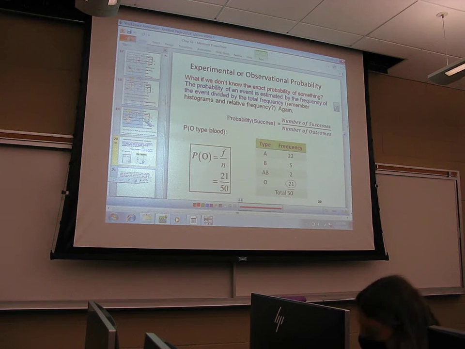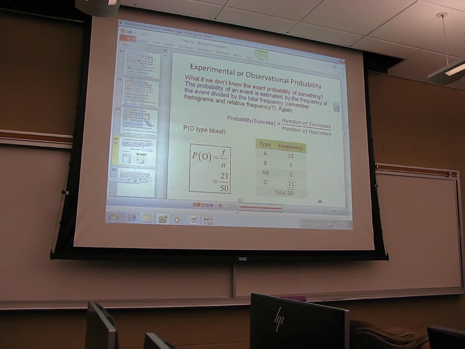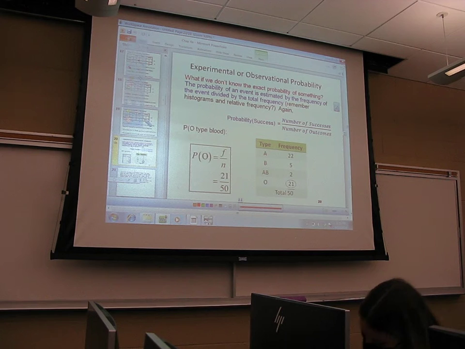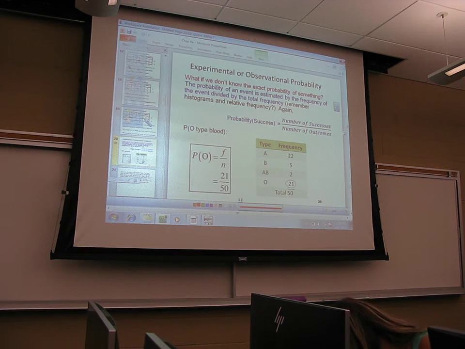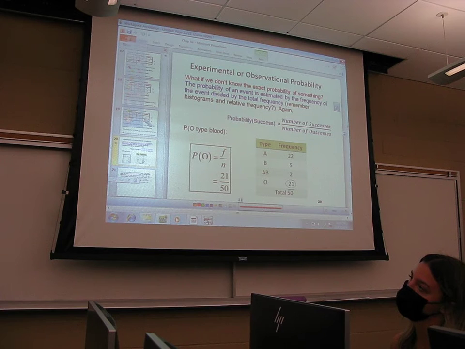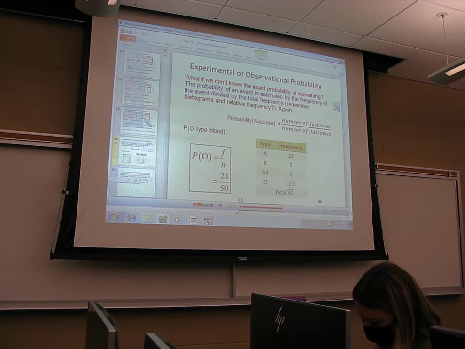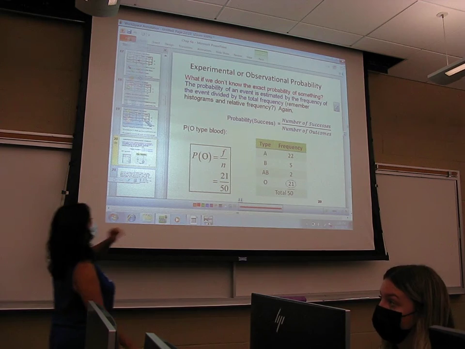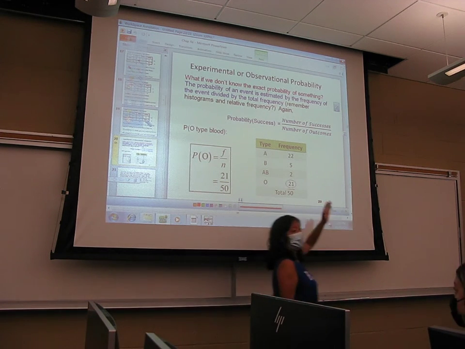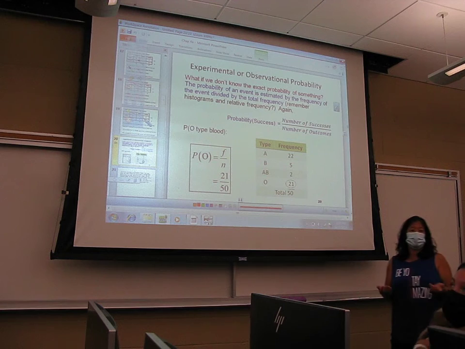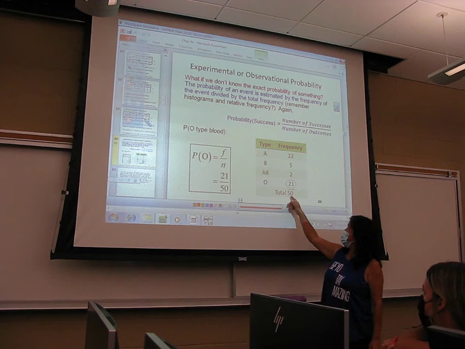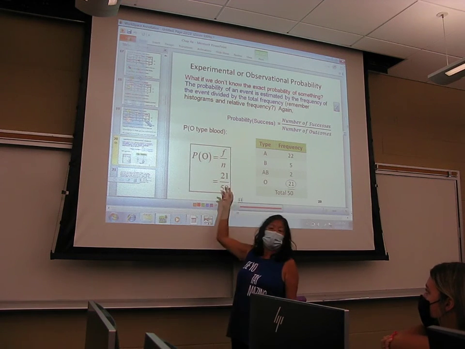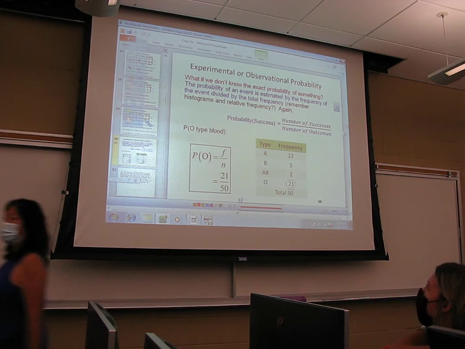Okay. What if we don't know the exact probability of something? The probability of an event is estimated by the frequency of the event divided by the total frequency. Remember the relative frequency again. Probability, number of successes over the number of outcomes. Yep, perfect. So here we're going to estimate it based upon some data we have. It's similar to relative frequency, right? So here, 21 people have O out of how many? 50. So our guess is going to be 21 out of 50. Everybody on board?